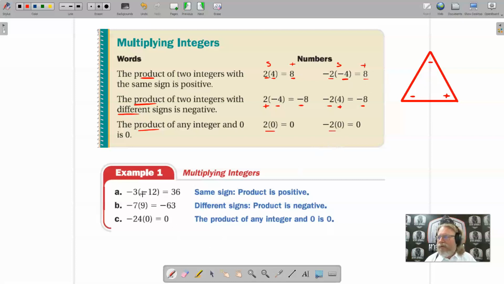So in example 1, we see that negative 3 times negative 12 is going to be positive 36 because they are the same sign, so the answer is positive. And here we have negative times positive. That's going to be a negative 63. They are different signs, so the product is going to be negative. Same sign, positive. Different signs, negative. And then, of course, we have the whole thing about the product of any integer and 0 is going to be 0.